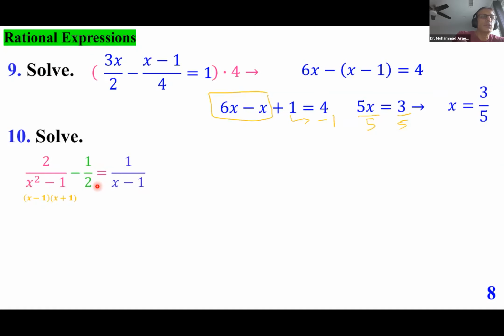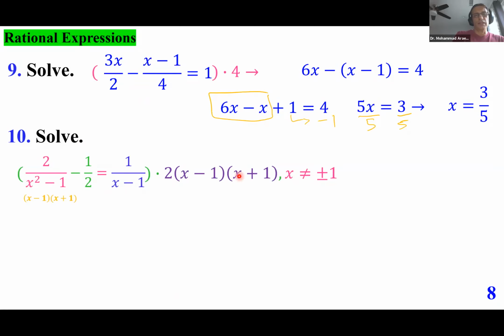And the difference between 9 and 10 is that the 9 didn't have any variable in the denominator, but 10 does. None of the denominators can be 0. So you have to set this equal to 0 and exclude that. x equals 1, x equals negative 1, they're out. This covers that. So we would do this. We're going to multiply by the LCD, which is this piece. And we're going to say x can't be positive or negative 1. This is extremely important.